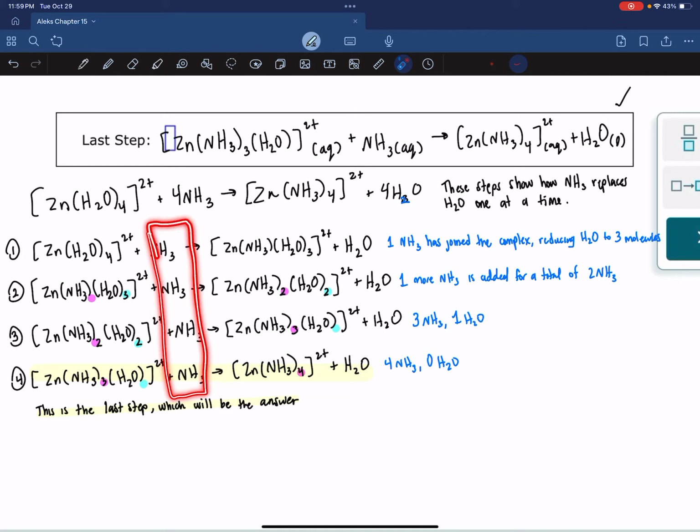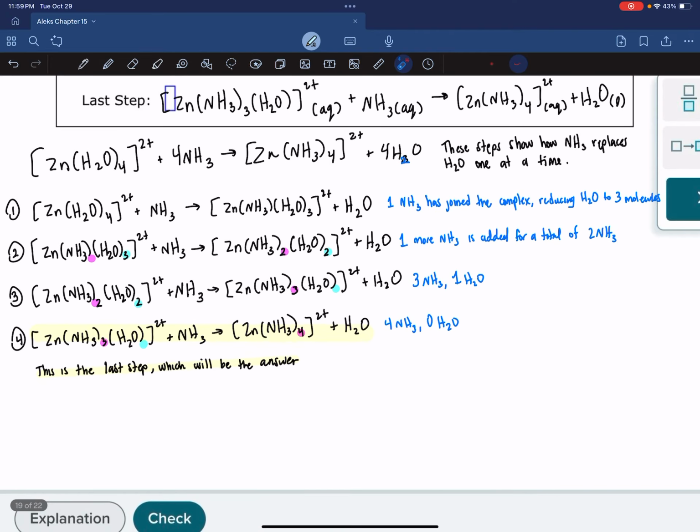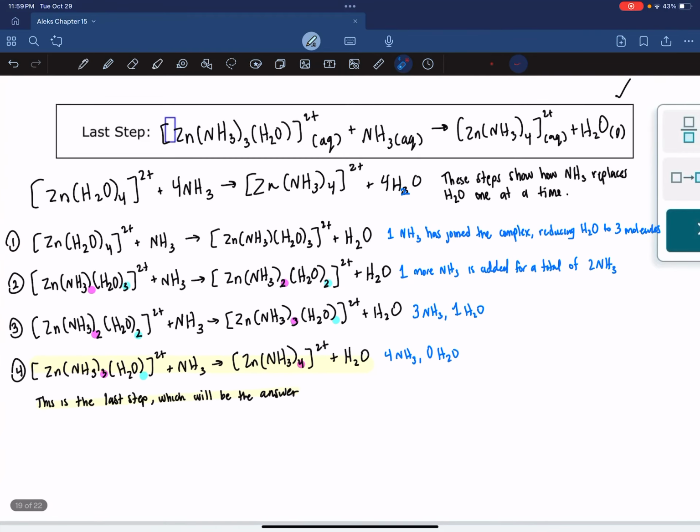You can see this entire column is the same exact thing. We're adding 1 NH3 at a time, and we're removing 1 H2O at a time. The good thing here is that we don't have to worry about any charge changes because water is neutral and NH3 is neutral. So it's just a game of moving things around until you finally get to the last step, where you have 3 NH3s, 1 H2O, and you're just one step away from finally getting here.